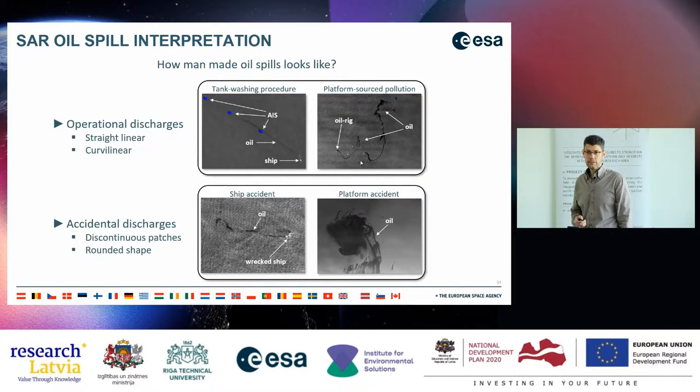How do oils look in SAR images? We have talked about operational discharges. You have one example here of a tank washing procedure, where you have the ship that is tracked by the automatic identification system. And then behind, you have this trail, this dark line, which is oil. Then from platform source pollution, you have rounded curvilinear shapes of oil. And then you have accidents. In case you have an accident, it can be a discontinued patch, so you have different oil patches floating over the ocean. And then you can also have a rounded shape when you have a platform accident like here.